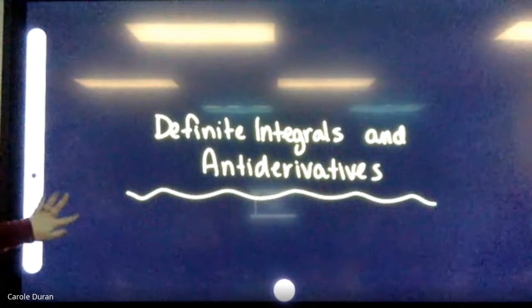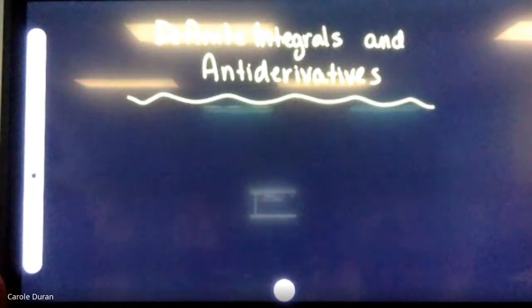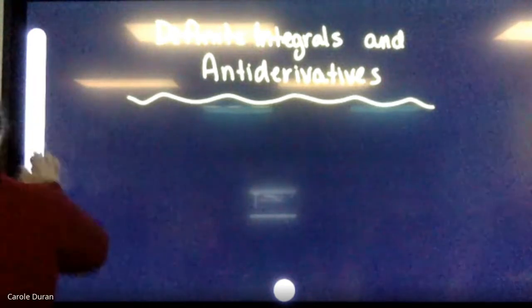So this is definite integrals and antiderivatives. What we're going to start with are some integration rules. I know, you're so excited.